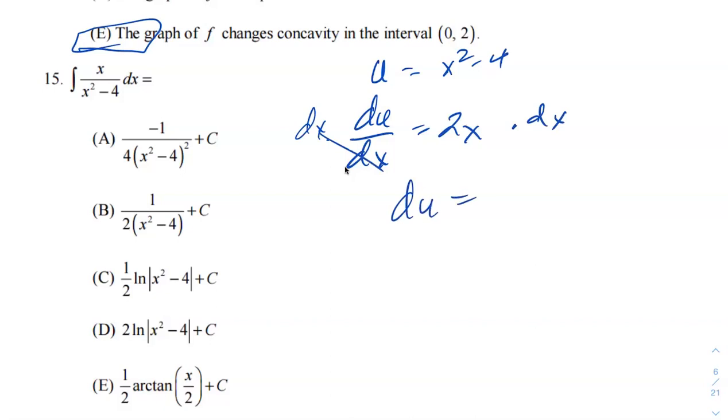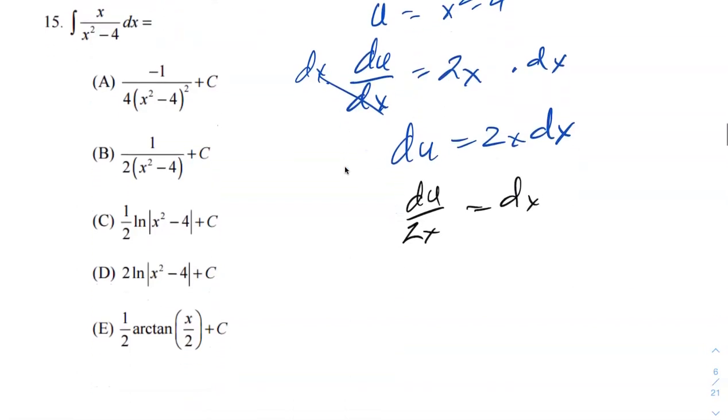du equals 2x dx. Remember, the whole point is to get dx by itself, so I'm going to divide by 2x. So I get du over 2x equals dx. So now that's my dx, so I could sub everything in. So integral, x is still there. Instead of dx, it's du over 2x.